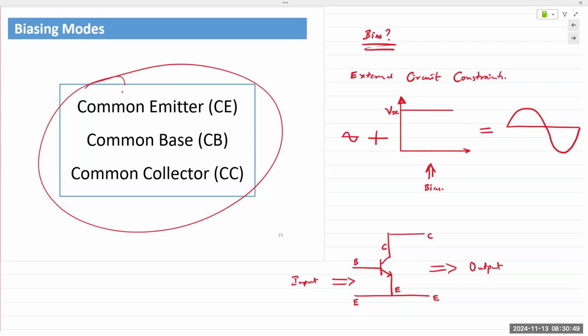Okay, common emitter configuration. This is also one of the modes that students do in the lab this week.